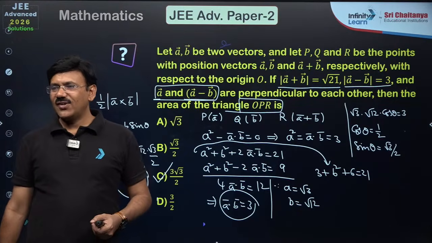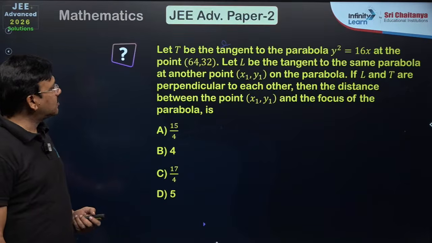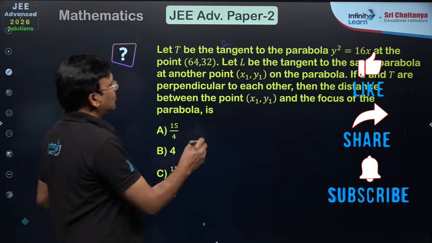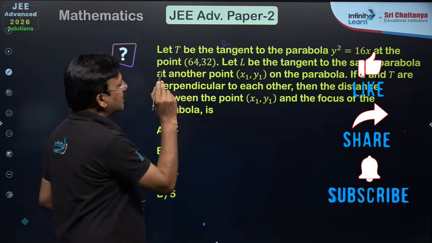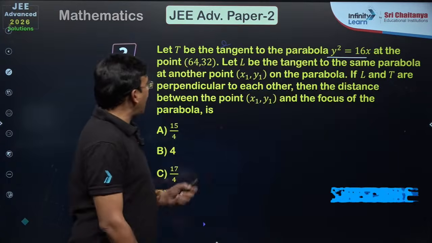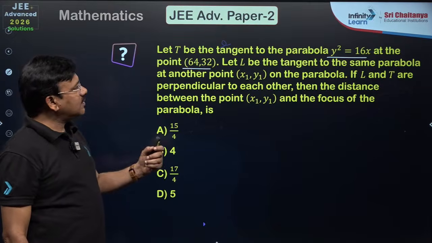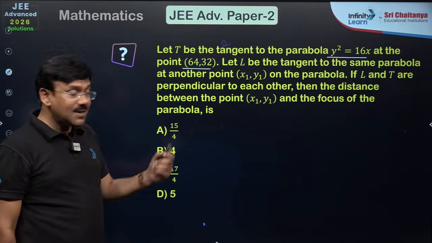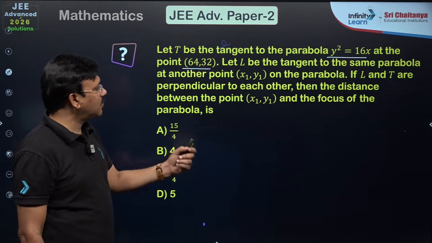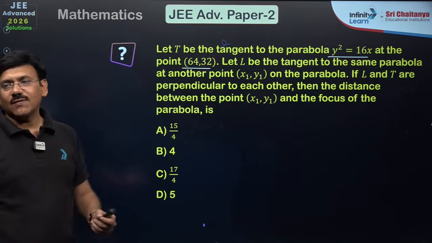Clear? Right dear students? So this is question number 1. The next question is related to the parabola. Let T be the tangent to the parabola y square is equal to 16x at this particular point. Let L be the tangent to the same parabola at another point x1, y1, and L and T are perpendicular to each other. Find the distance between the point x1, y1 and the focus of the parabola.